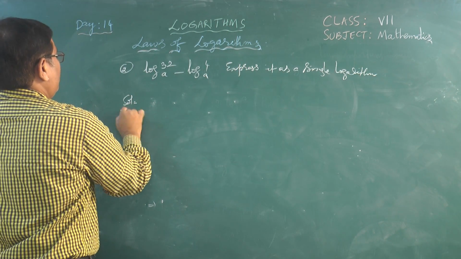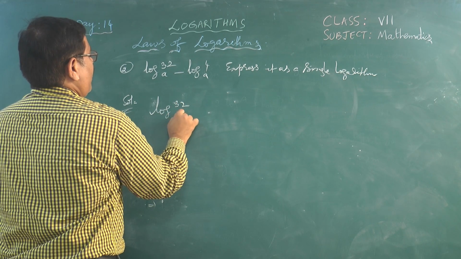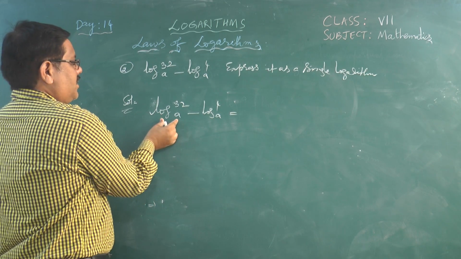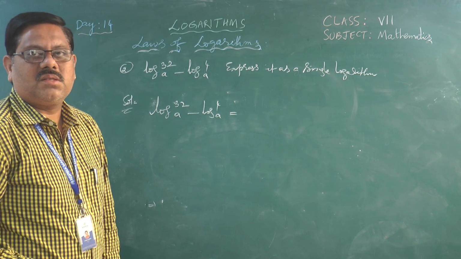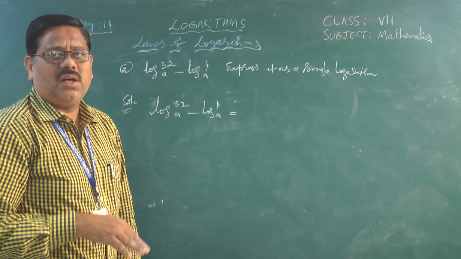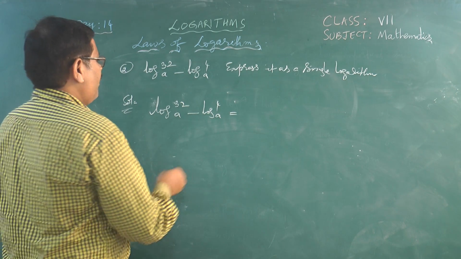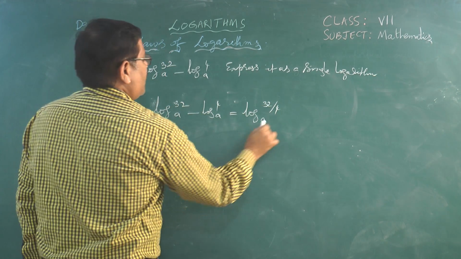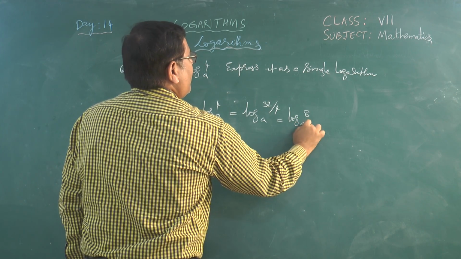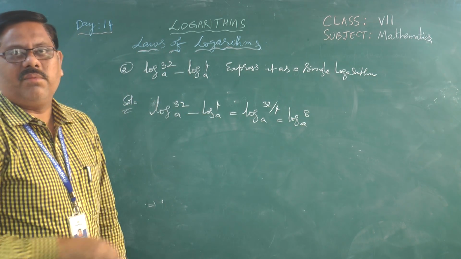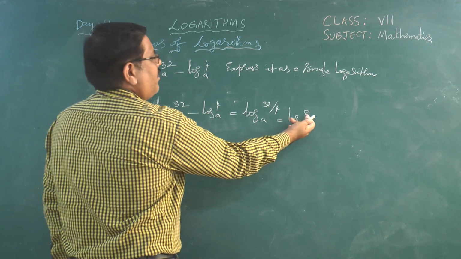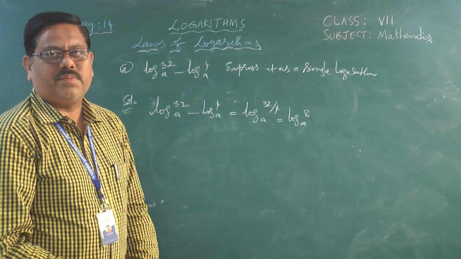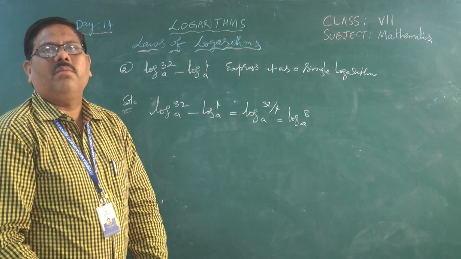Same thing here also. Log 32 to the base a minus log 4 to the base a, that is equal to, here this is the difference between two logarithms with the same base. So we can use the second law, subtraction law or quotient law, that can be written as log 32 by 4 to the base a, that is going to be log 8 to the base a. Okay, as a single logarithm he is asking. If you want to simplify, it can be written as log 2 cube. Anyway, that is not required. As a single log, you are asked to express it. So we can leave it like log 8 to the base a.